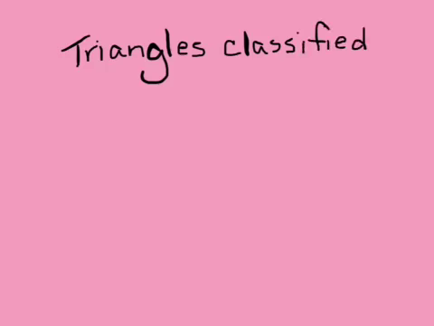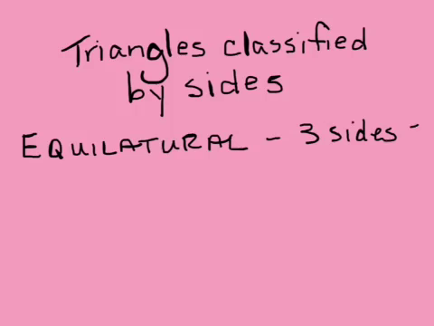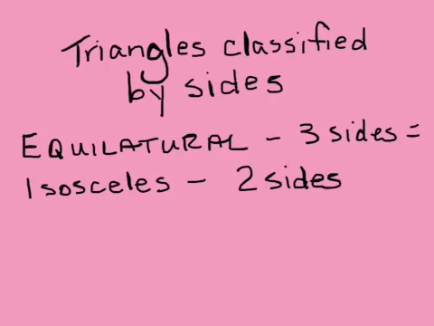All right, triangles classified by the sides. We have equilateral, okay, three sides are equal. We have isosceles, two sides are equal, and we have scalene. No sides are equal.